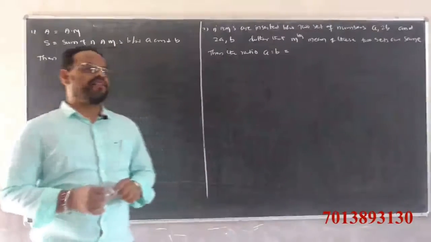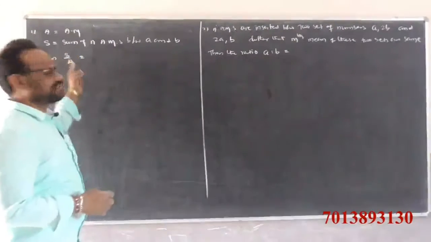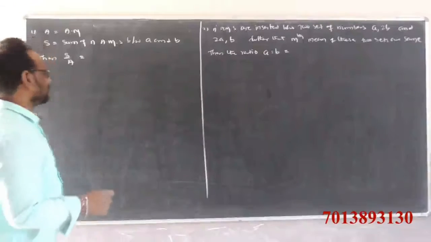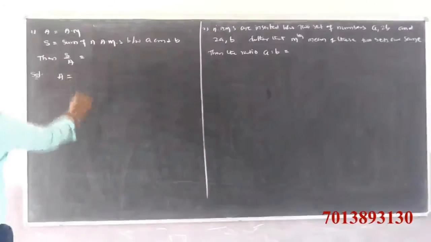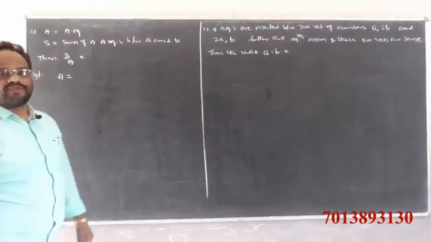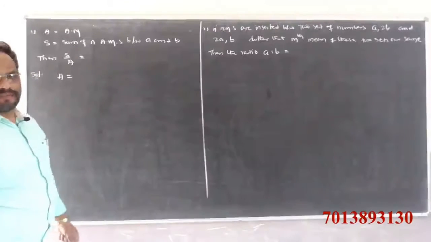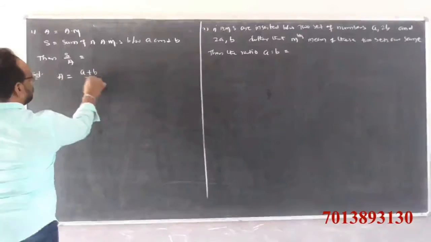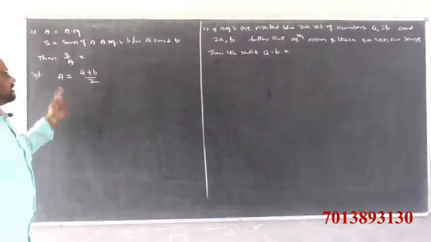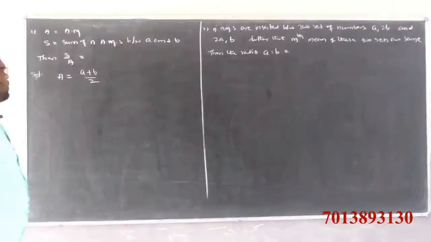Then the value of S by A is equal to what? We want S by A. Already we discussed this in the previous class. A means the single arithmetic mean between any two given numbers, nothing but A and B. So the arithmetic mean A is equal to what? A plus B by 2.